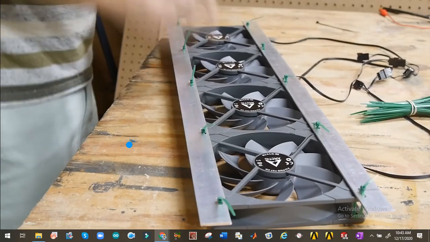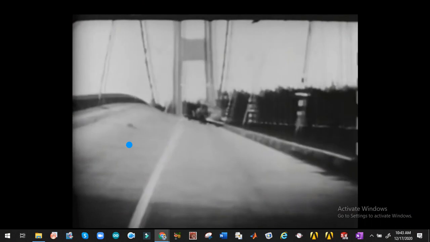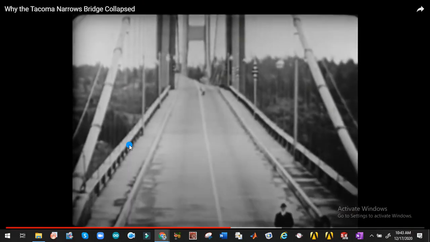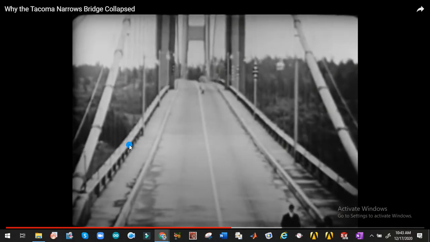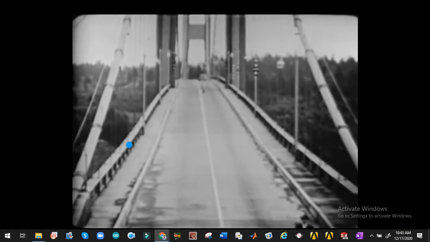About 45 minutes before failure, a different kind of oscillation started. You can see in the historical footage that right before failure, the bridge isn't oscillating vertically, but in a twisting or torsional motion. The reason for this change in oscillation is still debated, but one of the best suggestions has to do with the aerodynamics of the bridge.